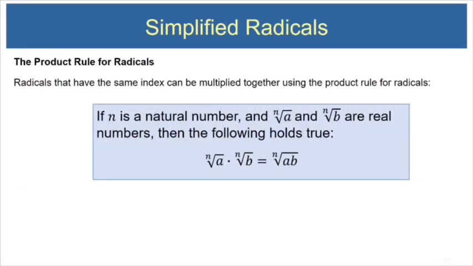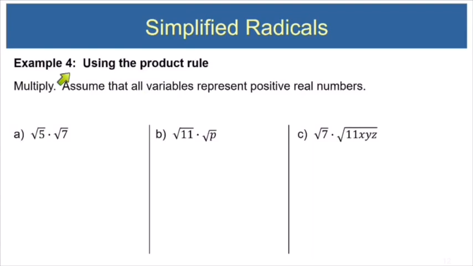Now let's talk about the product rule for radicals. In other words, we're going to learn how to multiply radicals together. Radicals that have the same index can be multiplied together using the product rule for radicals. So remember, we have to have the same index here. But if you have nth root of a times nth root of b, you can write that as nth root of a times b. So let's look at example 4 together.